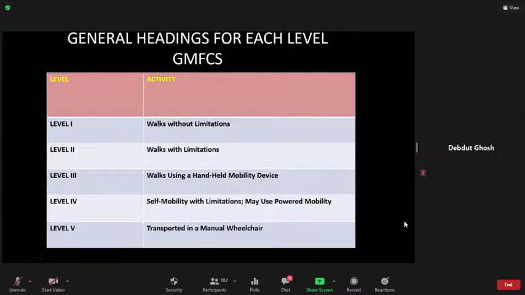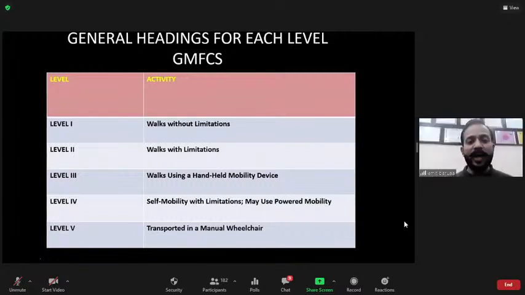If it is GMFCS level one, then that particular child has to be independent in all the scenarios, meaning for activity and also for participation. So the child can walk without any limitations, meaning he's totally independent in level one.